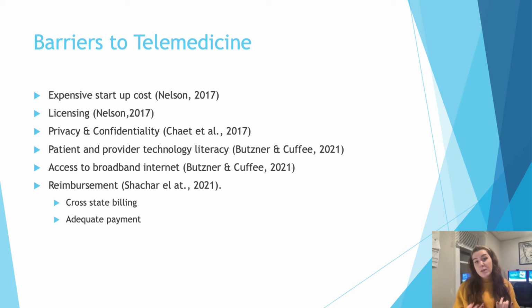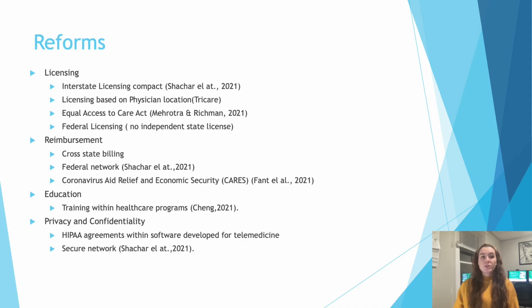Access to broadband internet. Maybe some rural populations might not have as much access as others. Throughout most of my studies, all the participants were able to have access to broadband internet, so there is access in some rural populations. And reimbursement costs, like cross-state billing and having adequate payment scales, because a lot of providers would rather have in-person visits, where they get the full amount of payment, than do telehealth, which is not the same amount of reimbursement.